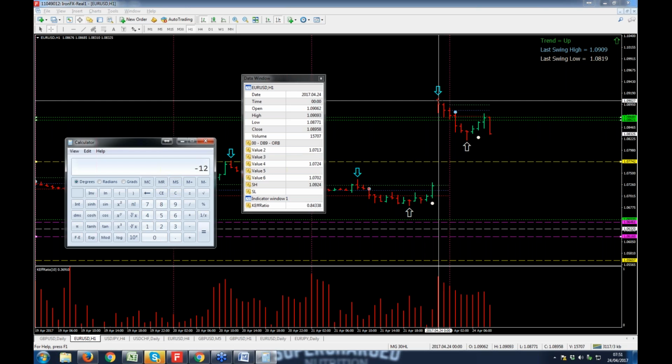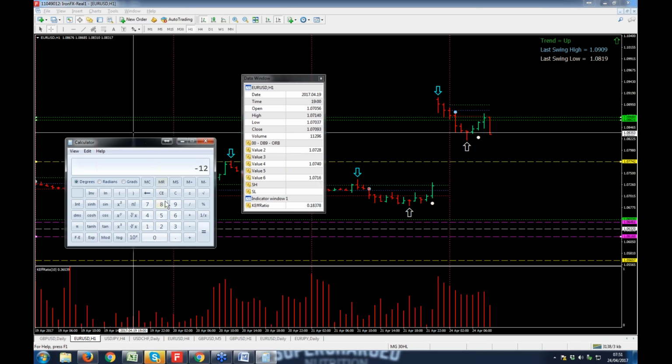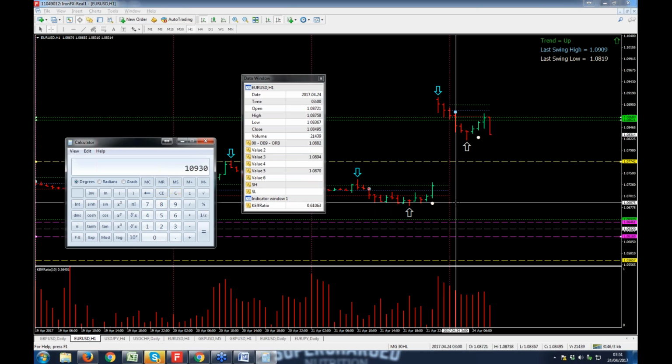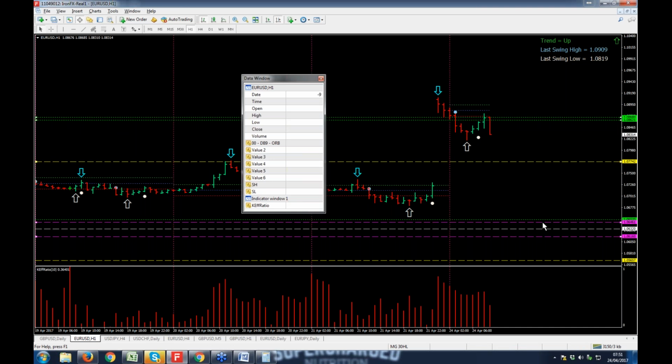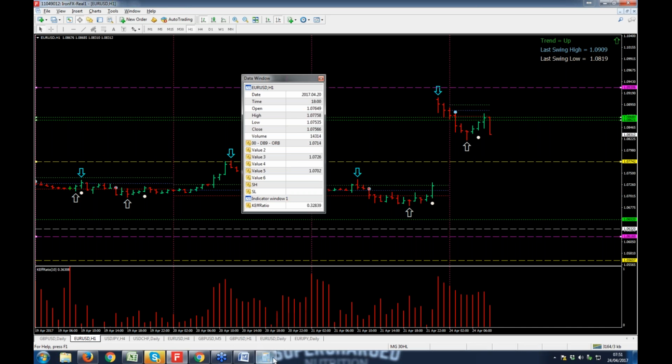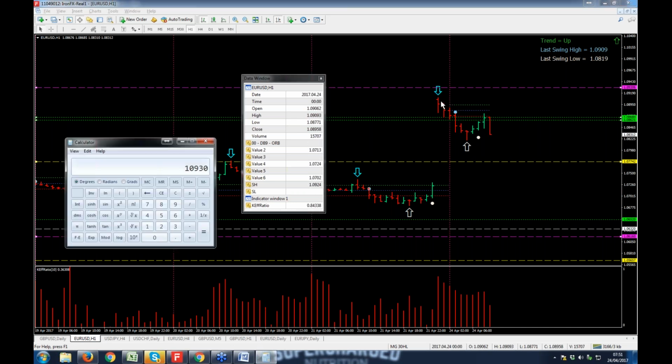When we're looking at stretch calculations, we're actually looking at the figures from the open. So 10906 plus 24 is 10930. So our stretch to the upside is 10930. So that's here. I'm going to be labeling all of these shortly as well to make them very clear. Then let's look at our stretch to the other side.